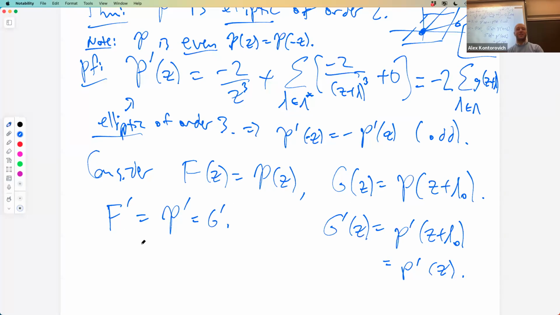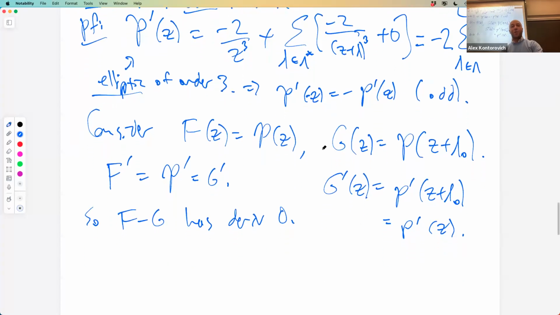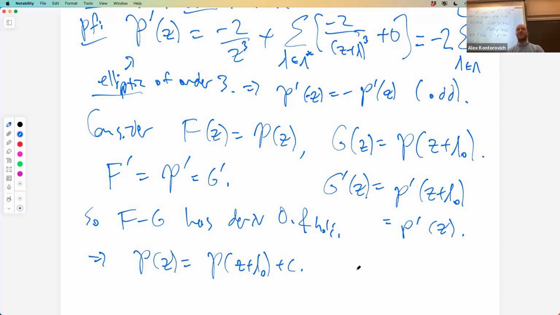So f minus g has derivative 0. Does that make sense? And all the poles are at the same places with the same residues, so the poles all cancel. And holomorphic. So it's constant. This implies P of z is equal to P of z plus lambda 0 plus some constant. All we have to do is figure out what that constant is.